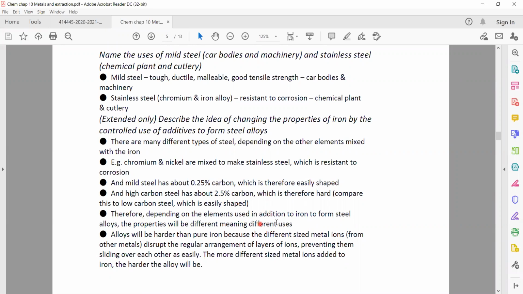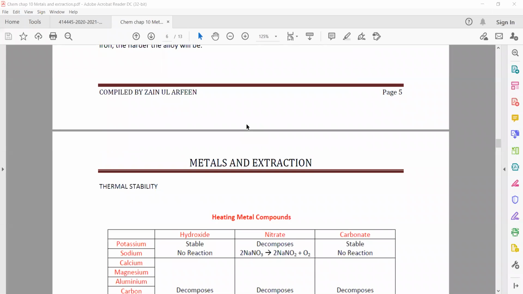So depending on the element used in addition to iron to form steel, the property will be different, meaning different uses. And alloys are generally harder compared to pure iron. If they ask why steel is harder than pure iron, what will the reason be? Because atoms of different sizes are there, which disrupt the regular arrangement of the layers and prevent the layers from sliding over each other. So the alloy will be harder compared to the pure metal.